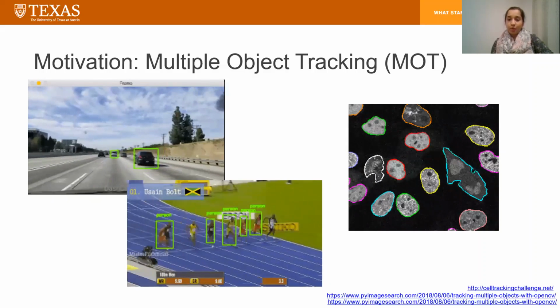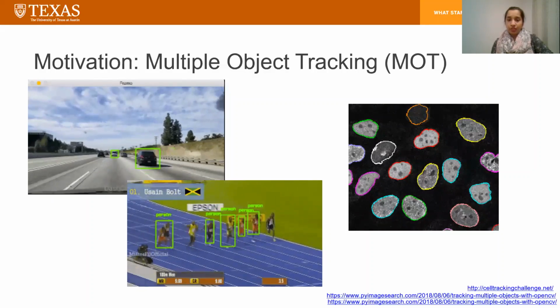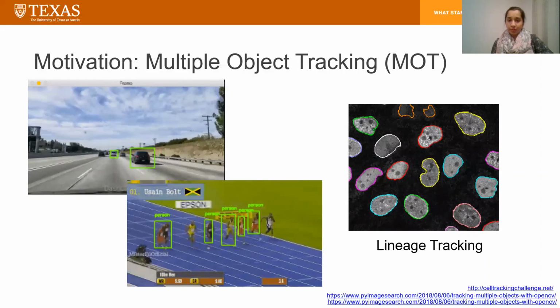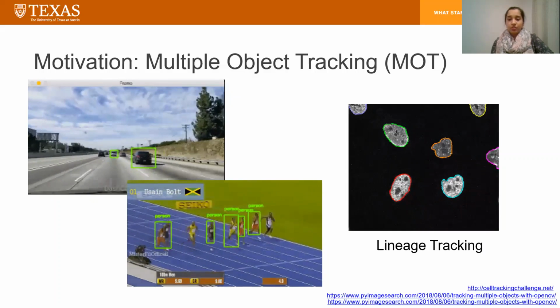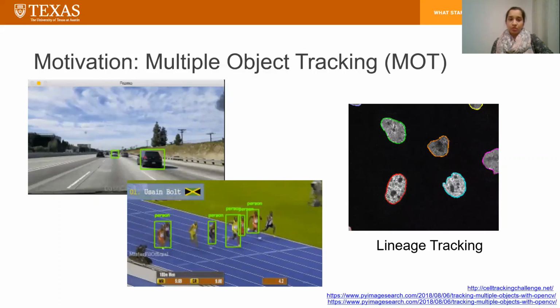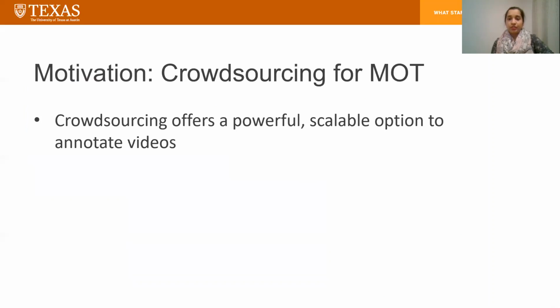In this case, objects also split into multiple new objects, as we see in the cell video here, and this is called lineage tracking. These videos often contain several thousand frames, so tracking multiple objects can be a time-consuming and complicated task. So in recent years, crowdsourcing has emerged as a powerful solution, as it is both cost-effective and scalable for large data sets.